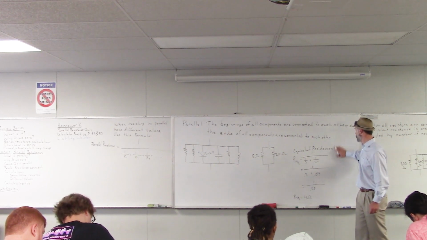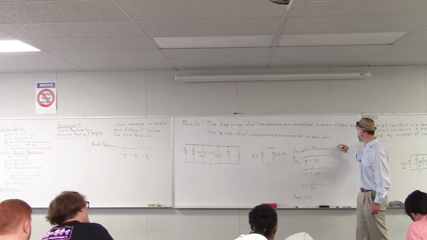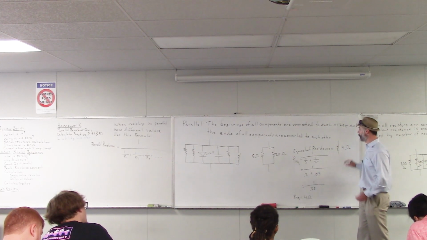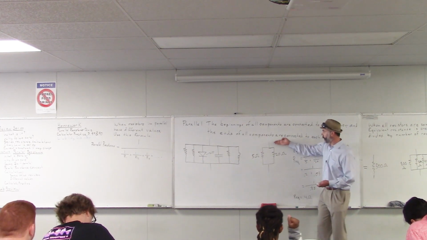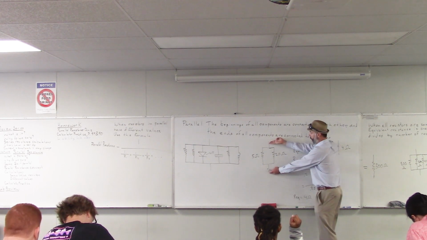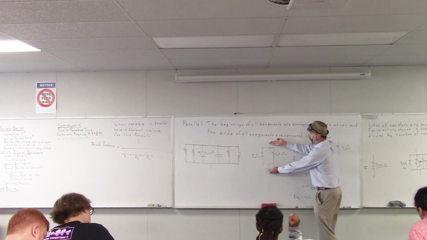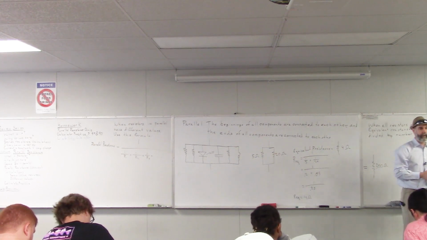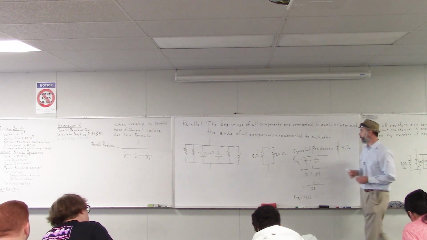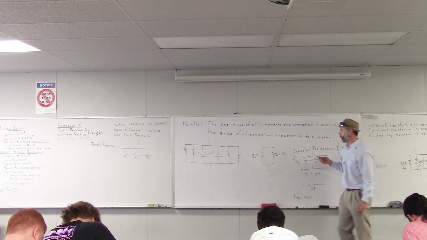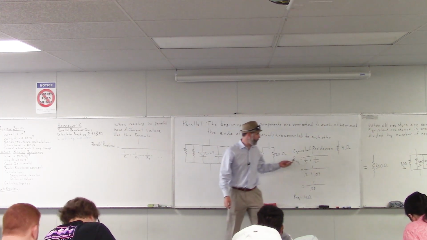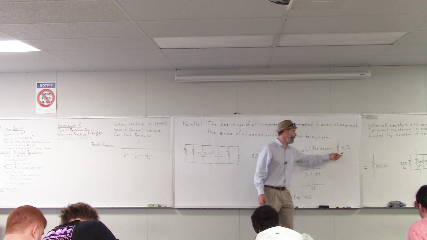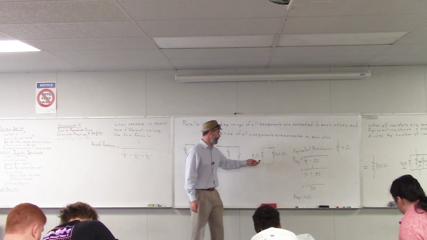So the equivalent resistance here is 4 ohms. In other words, if we took a meter and hooked one side here and the other side there and measured the resistance, we would see a resistance of 4 ohms. What you'll see when you have parallel resistances is that the equivalent resistance is always smaller than the smallest resistance in your circuit.